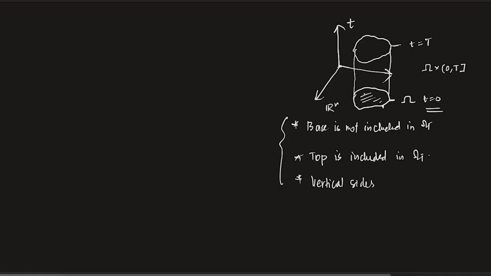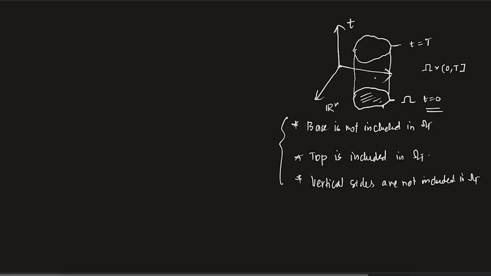What about the boundary? Boundary is also not included. What about the side profile which you see from the side? That side, the vertical side, is not included. Why is it not included in omega t? Because if you take any point on the side, it corresponds to some t equals t1 and x is on the boundary of del omega.